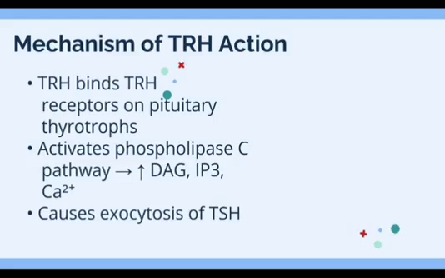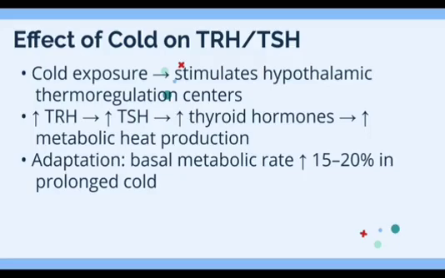Mechanism of TRH action. TRH binds TRH receptors on the pituitary thyrotropes. This activates the phospholipase C pathway, so it increases DAG, IP3 and calcium. So this causes the exocytosis of TSH.